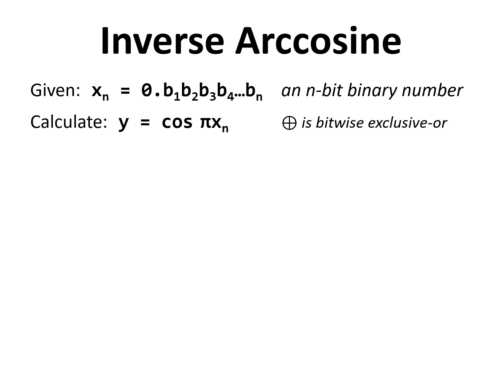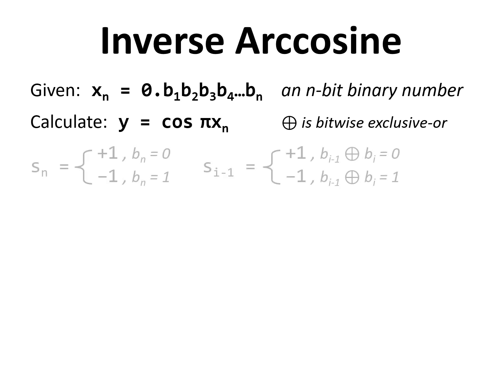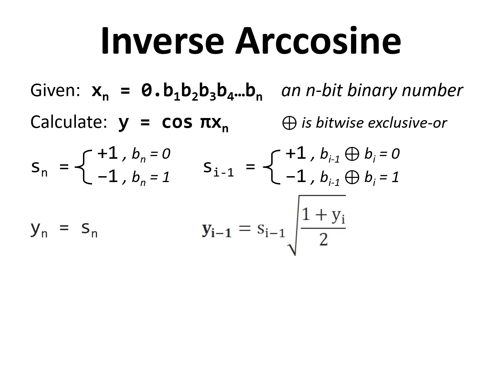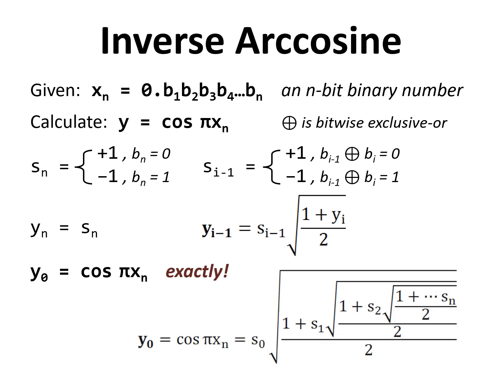Given a binary number between 0 and 1, we will recode it by doing bitwise exclusive OR on adjacent bits. 0 gives a +1, 1 gives a -1. Then we generate the y values by iterating from n down to 0, which gives us the cosine of pi times the input x of n. And that is the exact algebraic representation. It's not an approximation, algebraically.